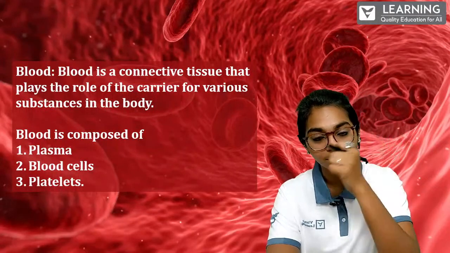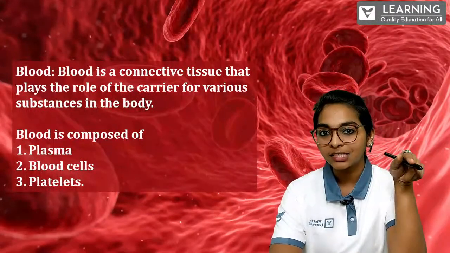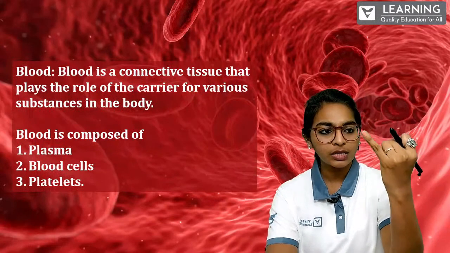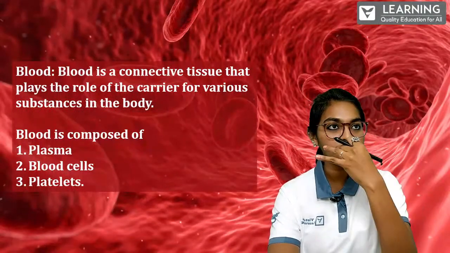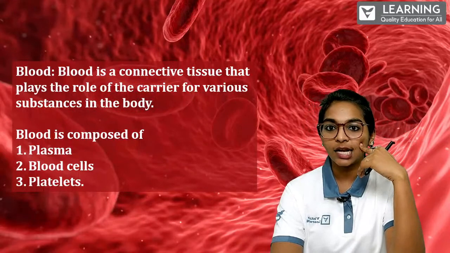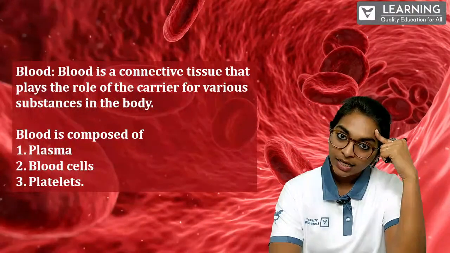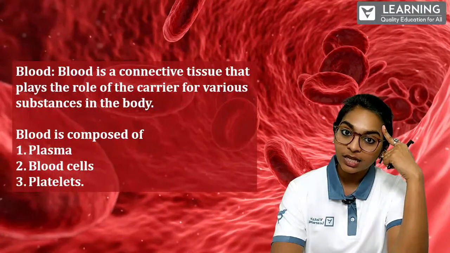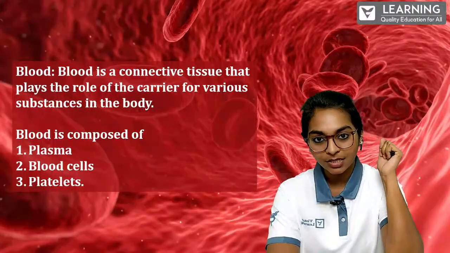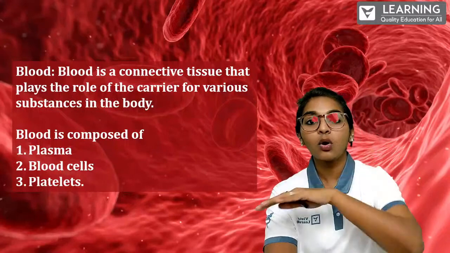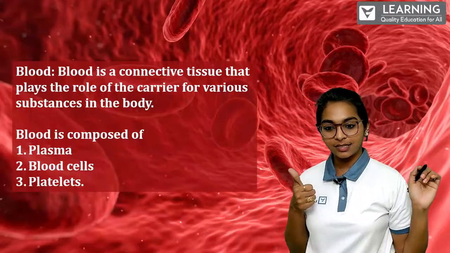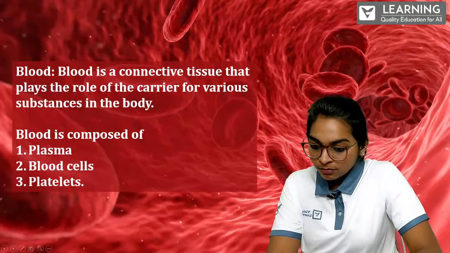What all does it carry? From one place to another, it helps in transportation. It transports the glucose that we eat, the oxygen, the carbon dioxide, and the hormones and enzymes that are secreted. The pituitary gland is here, correct? From there the hormone is secreted. Where is it released? It is released in the blood. From the blood it goes to all the other parts of the body. Is it clear?